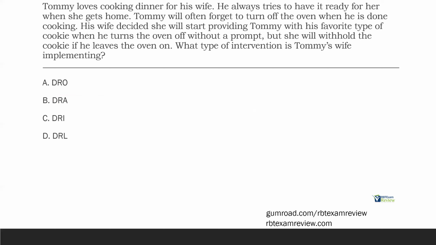Tommy loves cooking dinner for his wife. He always tries to have it ready for her when she gets home. Tommy will often forget to turn on the oven when he is done cooking. His wife decided she will start providing Tommy with his favorite type of cookie when he turns the oven off without a prompt, but she will withhold the cookie if he leaves the oven on. What type of intervention is Tommy's wife implementing?